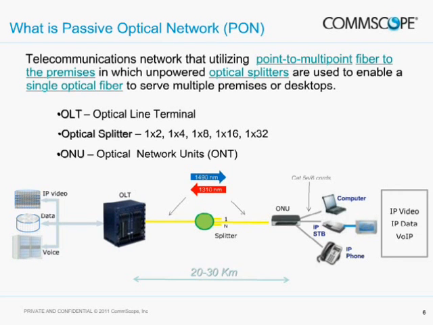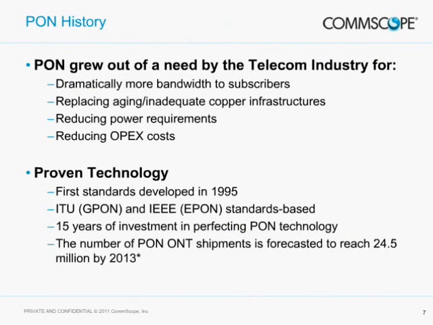So PON history. Well, this came out of the telecom industry. So think about the broadband, the regulated side. They were looking for more bandwidth to their subscribers, to their end users. They wanted to take their aging infrastructure and replace it with fiber. So you saw that push to put in fiber. They wanted to reduce power requirements by limiting the amount of active equipment. And they ultimately wanted to reduce OPEX costs. These are still very much drivers in the enterprise space that we're looking at.